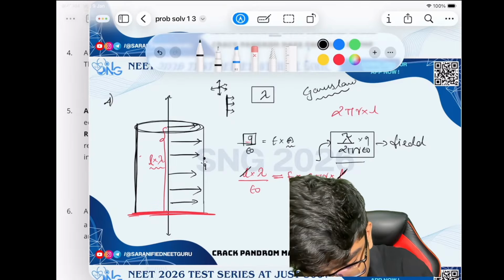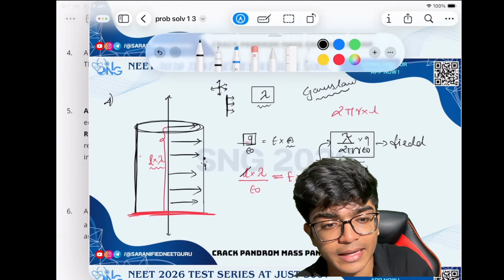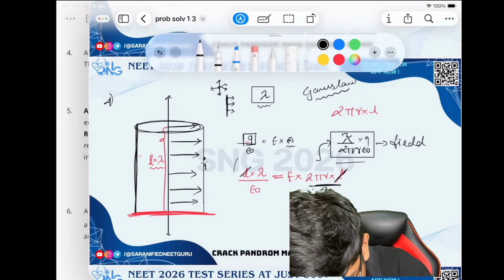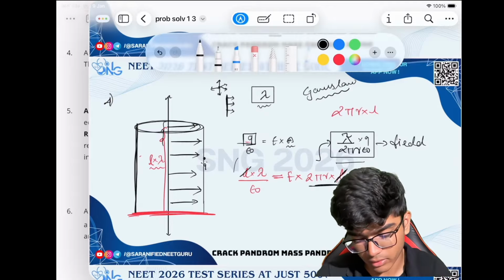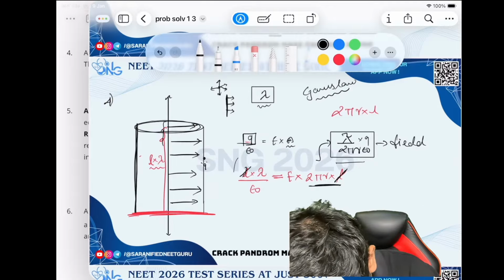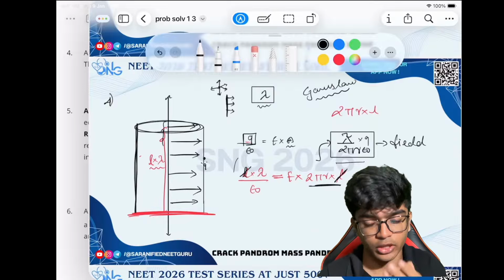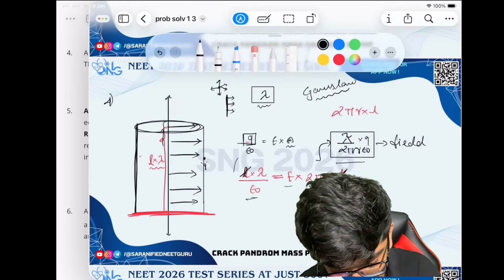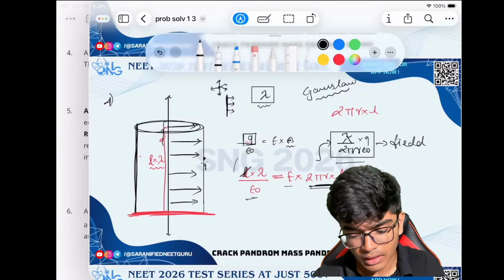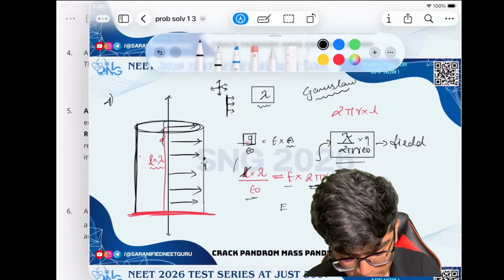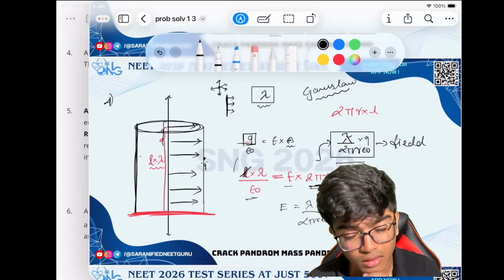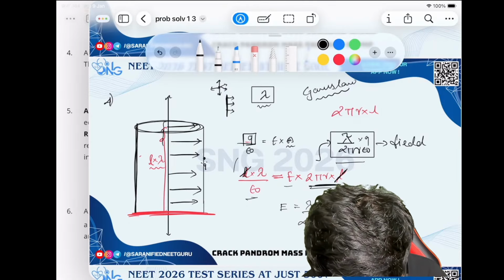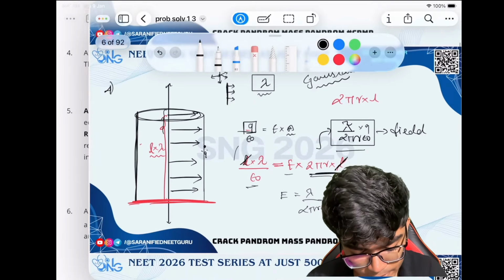Then how much is Q? Q is nothing but the linear charge density lambda times L, where L is the imaginary length, the imaginary height of this imaginary surface. So L times lambda will be my Q. Q divided by epsilon naught is equal to E into A. So E is nothing but lambda by 2π r epsilon naught. Into q will be equal to what? My force.